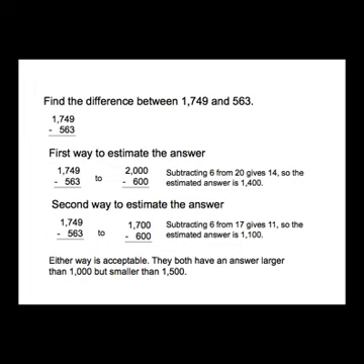You can also estimate, just like we do in addition. So the 1,749 rounds up to 2,000. The 563 rounds to 600. The difference is 1,400. It's still higher than 1,000, but lower than 1,500. Another way is to estimate the answer. Subtract 6 from 17 gives 11, so the estimated answer is 1,100. You basically round up and drop the zeros.